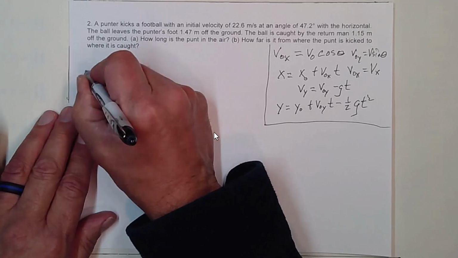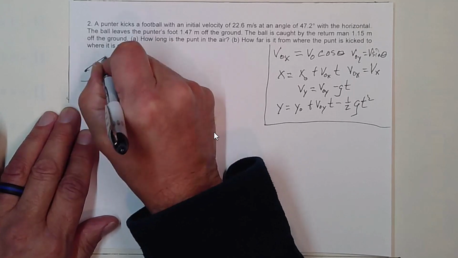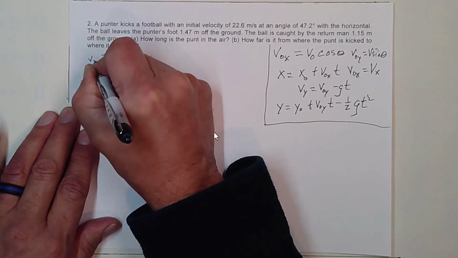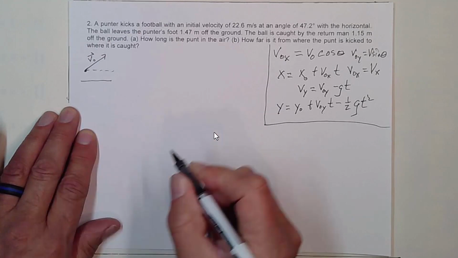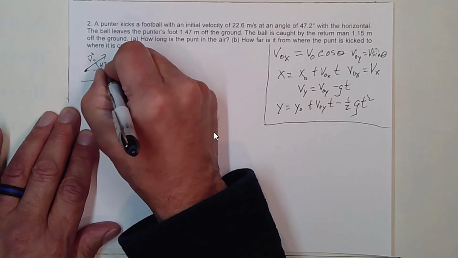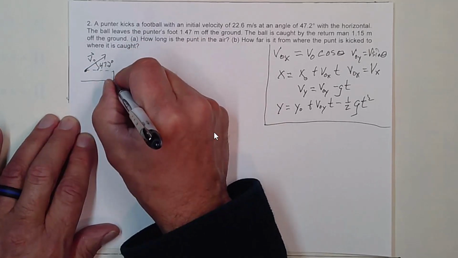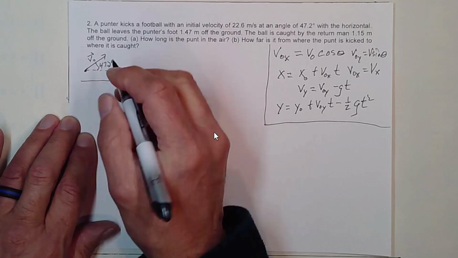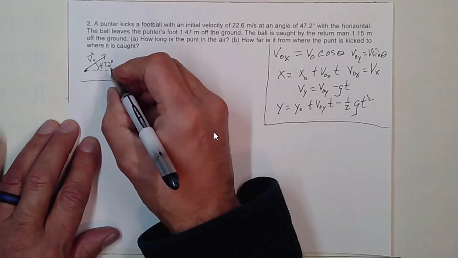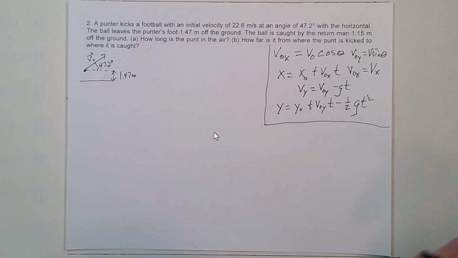So we make a little sketch here. Horizontal, the ball is kicked from a little point above the ground. Here's V naught as a vector, 47.2 degrees. And then this little gap here is how high above the ground the ball is kicked from, 1.47 meters. And then it's caught by somebody downfield 1.15 meters off the ground. We can worry about that later.